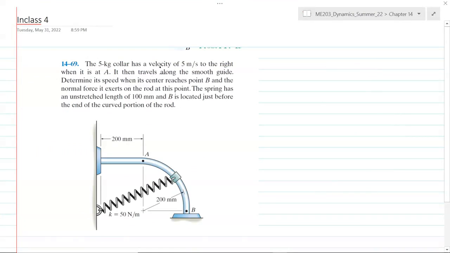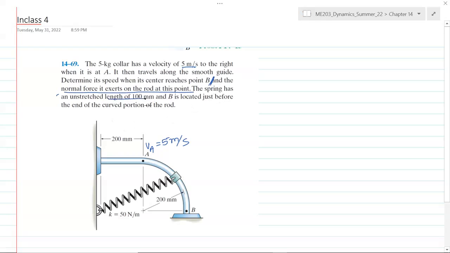Now, the 5 kilogram collar has a velocity of 5 meters per second to the right when it is at A. So at A, it has the velocity VA of 5 meters per second. It then travels along the smooth guide, so there is no friction, or we neglect the friction along this track. Determine its speed when it reaches point B and the normal force it exerts. So there are two questions. Question number one is here, and this is question number two: the normal force it exerts on the rod at this point.